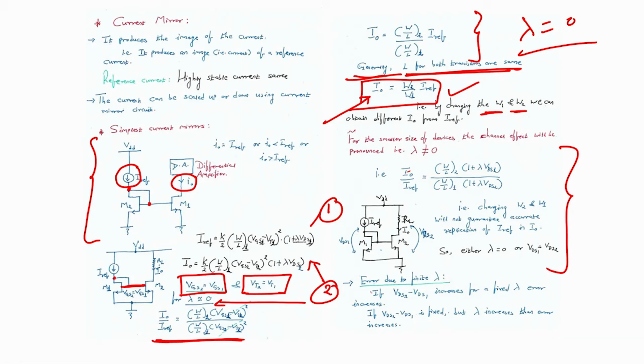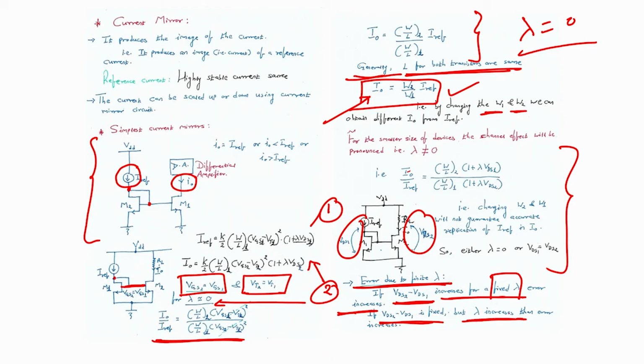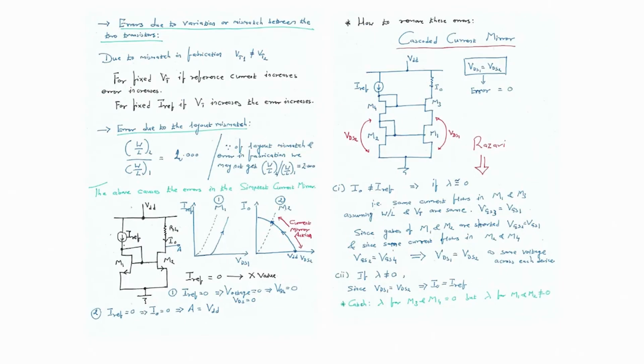First one is error due to finite lambda. There is a finite lambda, so what kind of error is there? If VDS2 minus VDS1 increases for a fixed lambda, the error increases, correct. If I keep VDS2 minus VDS1 fixed, then as lambda increases, the error again increases. So, let us see the other one.